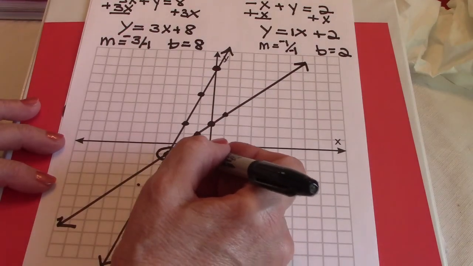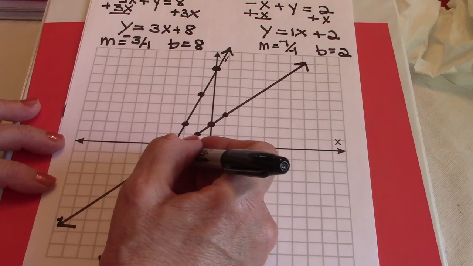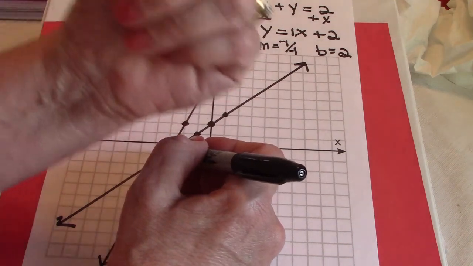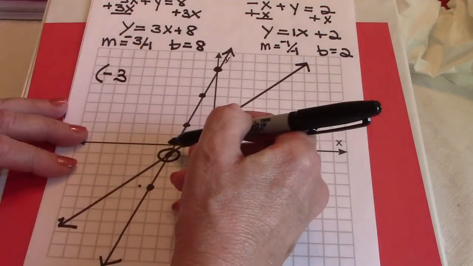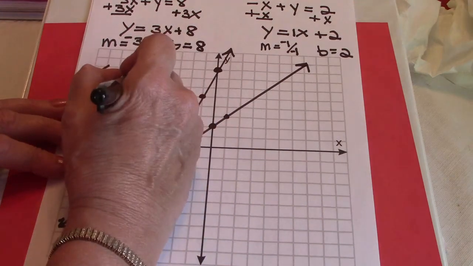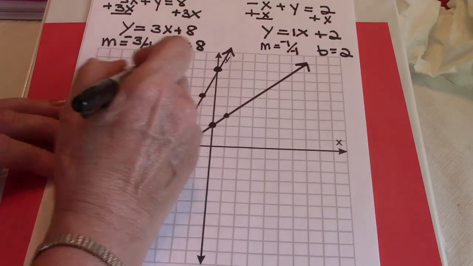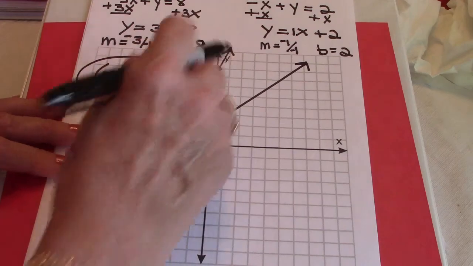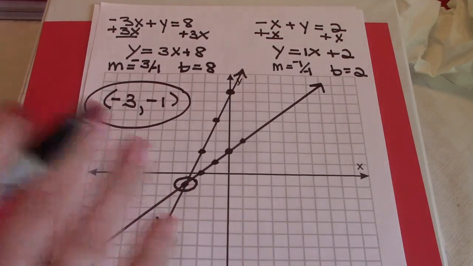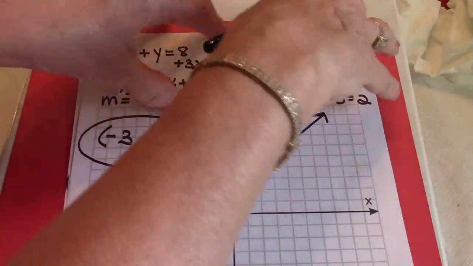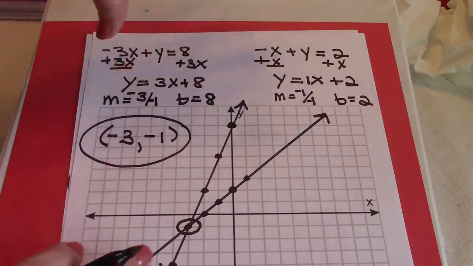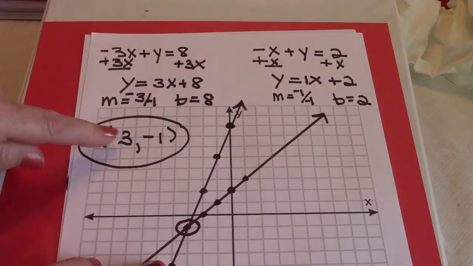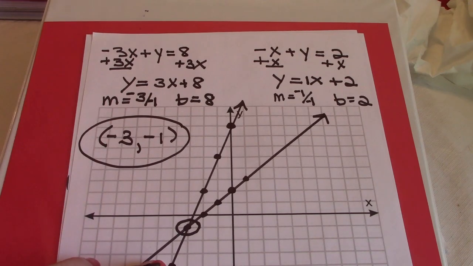We came over 1, 2, 3 to the left, all right? So that's a negative 3. And we came down 1, so that's a negative 1. And that is our point of intersection, which is the solution to our system, or group of two equations. So our system of equations, the solution is negative 3, negative 1.